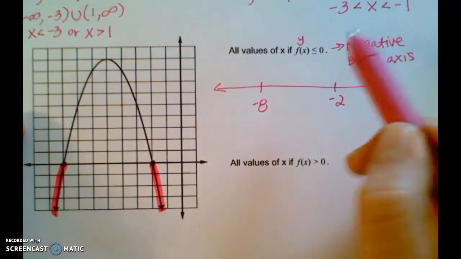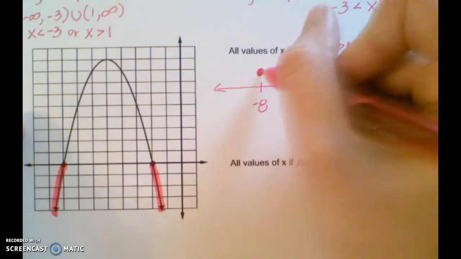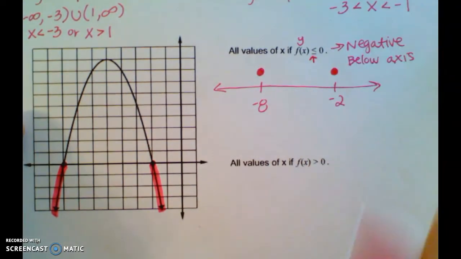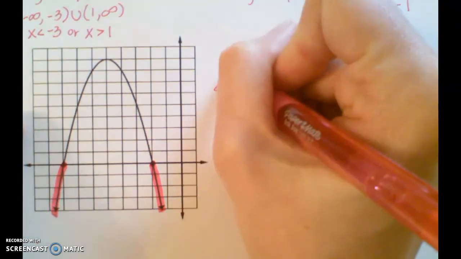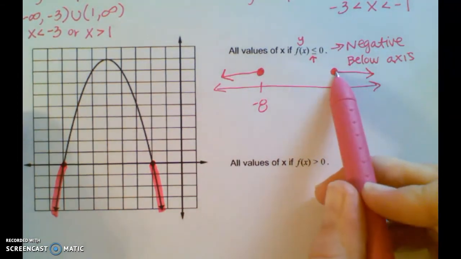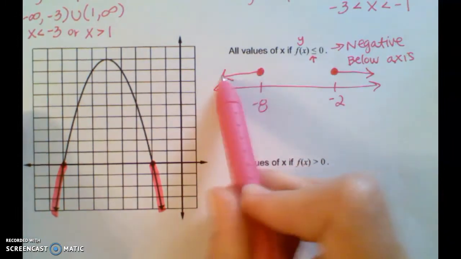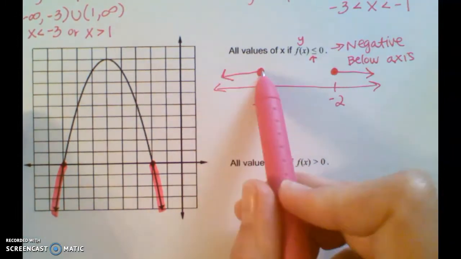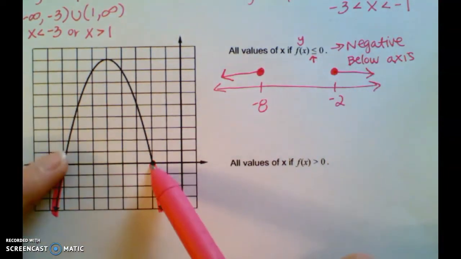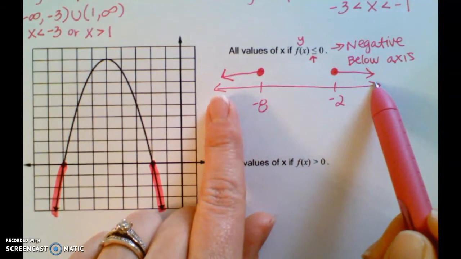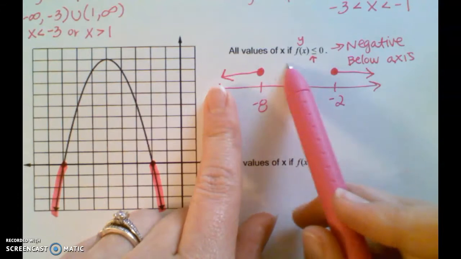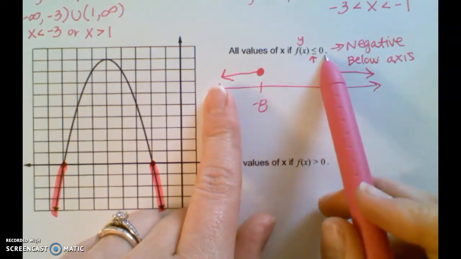So on this, we are going to put closed circles because of this "or equal to," and then we're going to put our arrow to the left and to the right. So this is like graphing inequalities, where it could be this section that's less than -8, it could be this section that is greater than -2. So we are putting this on a number line and just showing these are the values of x if y is less than or equal to 0.